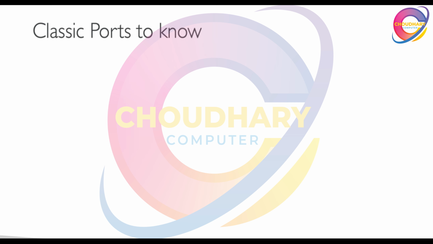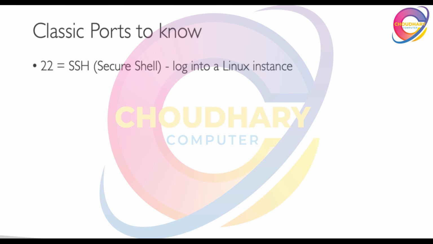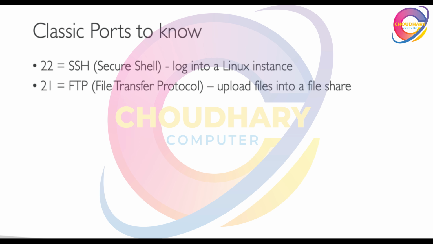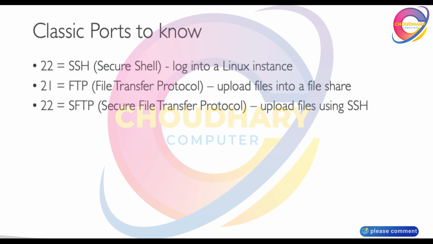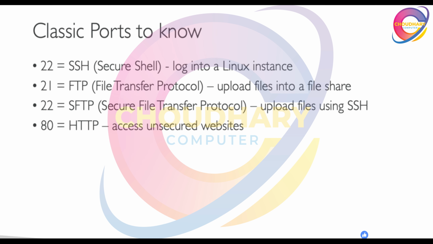Well, we need to know something called SSH, or Secure Shell, and we're going to see this in the very next lectures. This is port 22, and this allows you to log into an EC2 instance on Linux. You have port 21 for FTP, or File Transfer Protocol, which is used to upload files into a file share. And you have SFTP, which is also using port 22. Why? Well, because we're going to upload files, but this time using SSH because it's going to be a secure file transfer protocol. Then we have port 80 for HTTP, and we've been using it in the previous lecture.